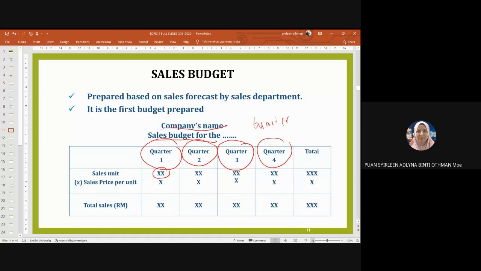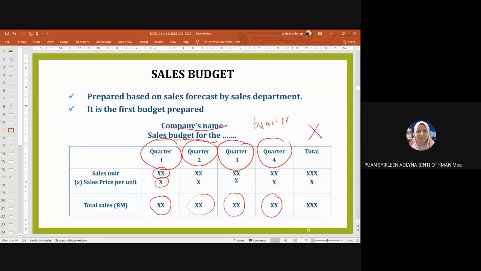Lepas tu kita akan darab dengan your sales price per unit. This is a projected price. Okay, yang kita dah kira berdasarkan cost, volume, profit. We already know the break-even point kat mana, so kita tahu kita tak nak rugi and all. So you already projected the sales price per unit. So your sales unit multiply by your sales price per unit, you're gonna get the total sales. Okay, so you're going to have all the totals for all 4 quarters. Okay, lepas tu nanti towards the end kita akan campur dekat sini.